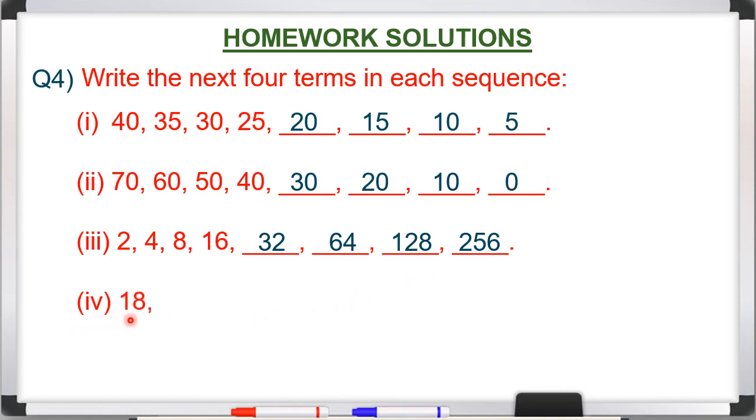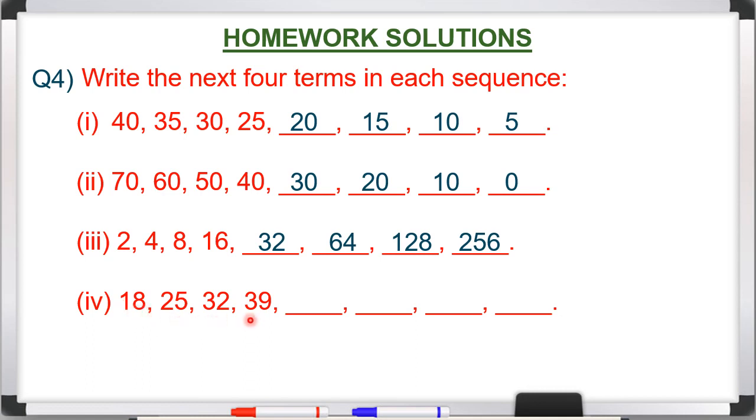Part 4, 18, 25, 32, 39, dash, dash, dash, dash. Here beta, this number series is given in ascending order. Okay, first of all you have to find out the difference between first two given numbers. First two given numbers are 18, 25. Okay, we have to subtract 18 from 25. 25 minus 18, 7. Now we have found the difference, that is 7.